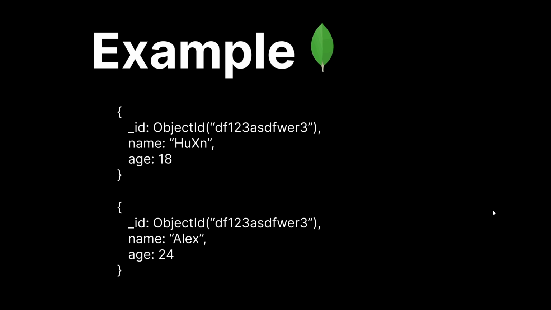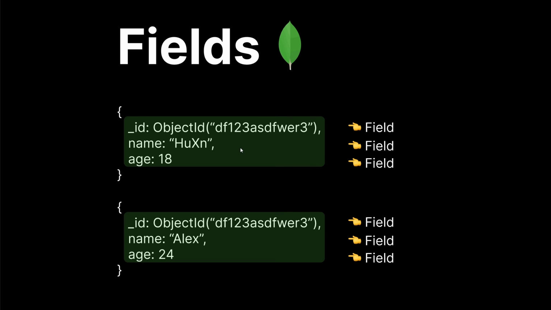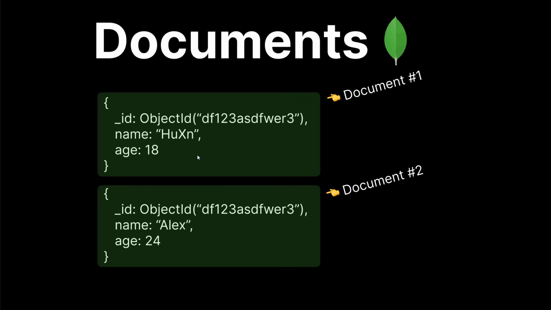So what in the world is all of that code? Here you can see all of that stuff is a separate document. So this one will be a separate document, and this one will also be a separate document. We have this document for Hussein, then we have this document for Alex. Each of these are called fields inside this document, and I want you to understand and remember these names because I'm going to be saying these names again and again throughout this course.